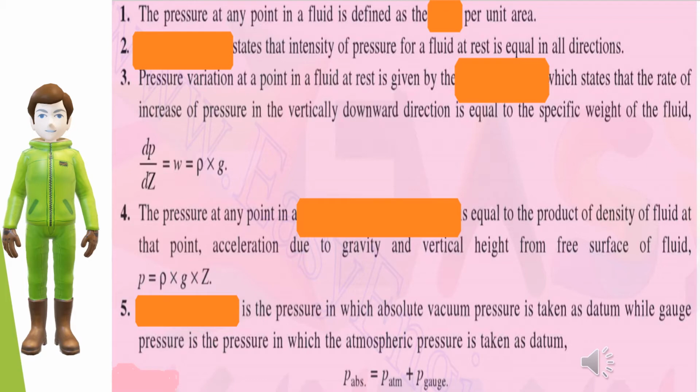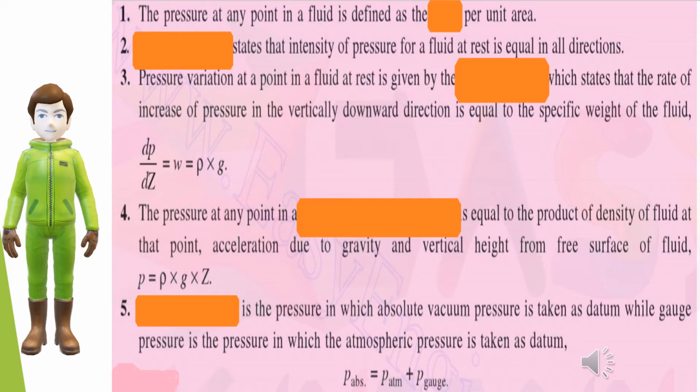The pressure at any point in a fluid is defined as the dash per unit area. Second one, dash states that the intensity of pressure for a fluid at rest is equal in all directions. Third one, pressure variation at a point in a fluid at rest is given by the dash, which states that the rate of increase of pressure in the vertically downward direction is equal to the specific weight of the fluid. dP by dz equals w equals rho into g.